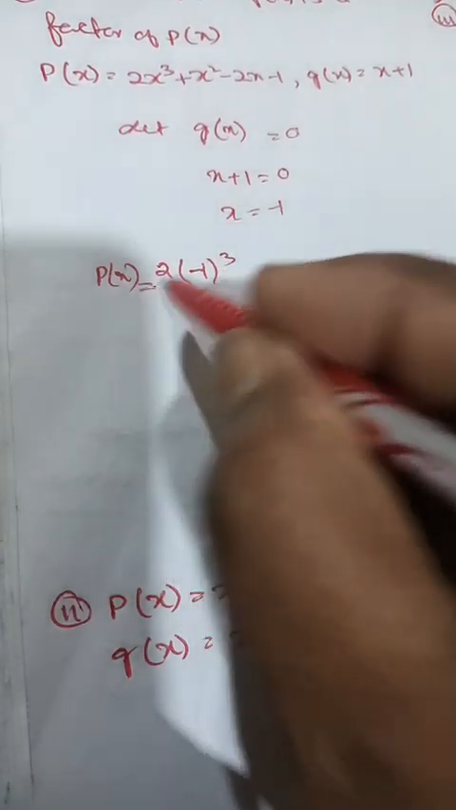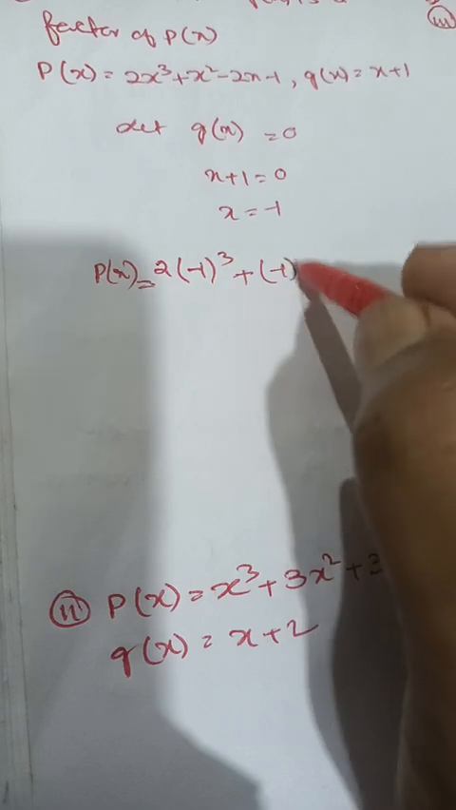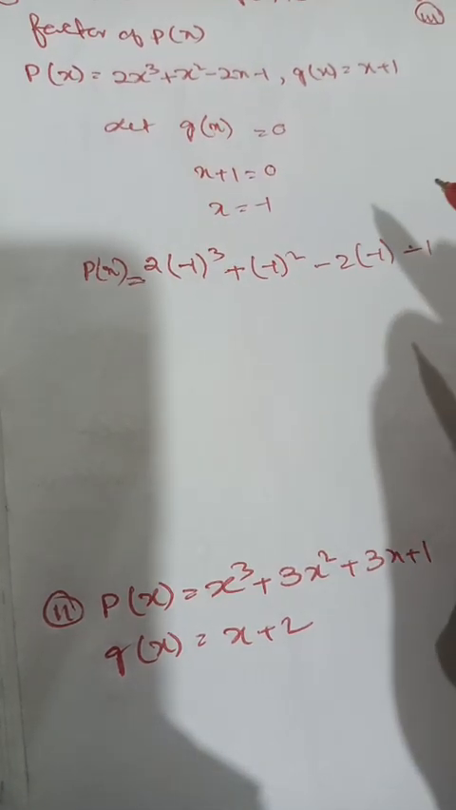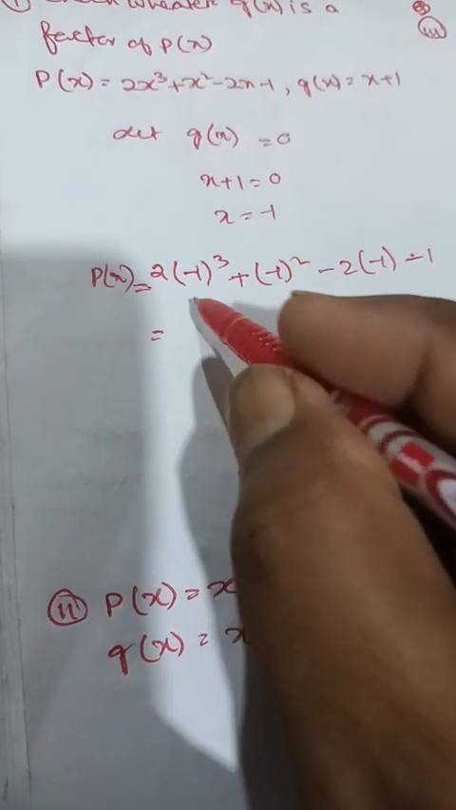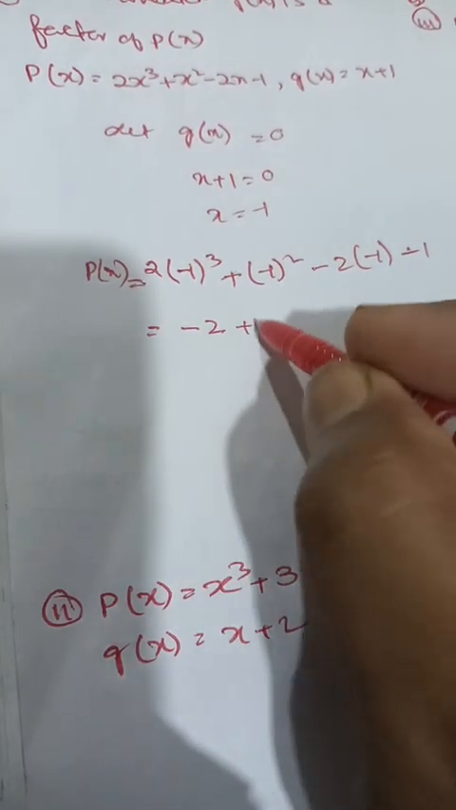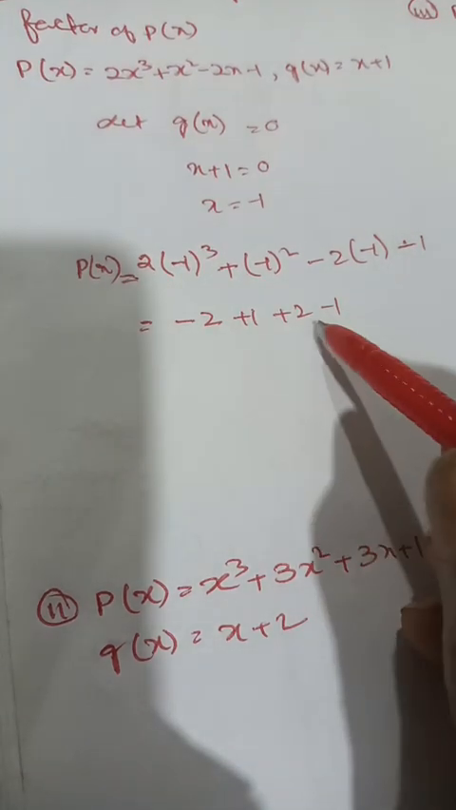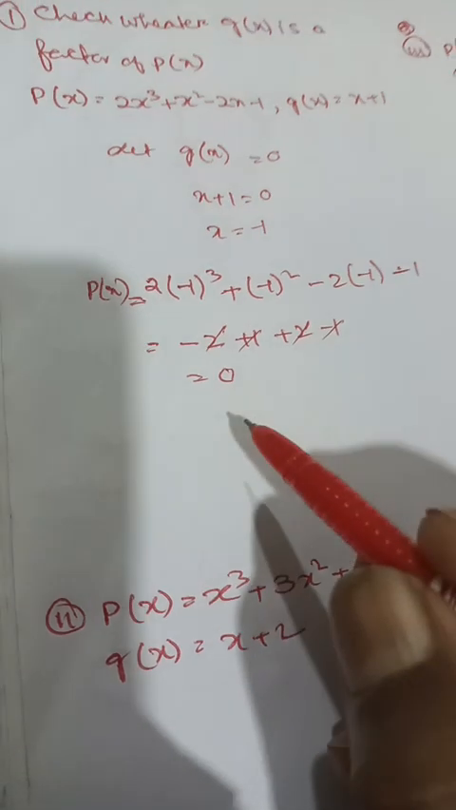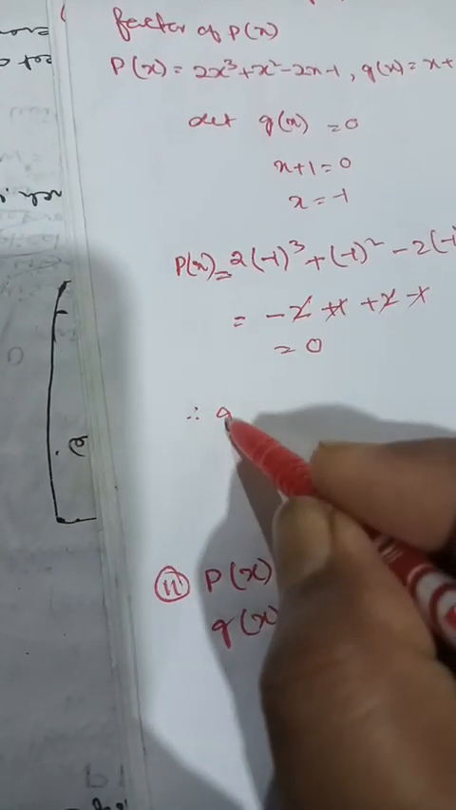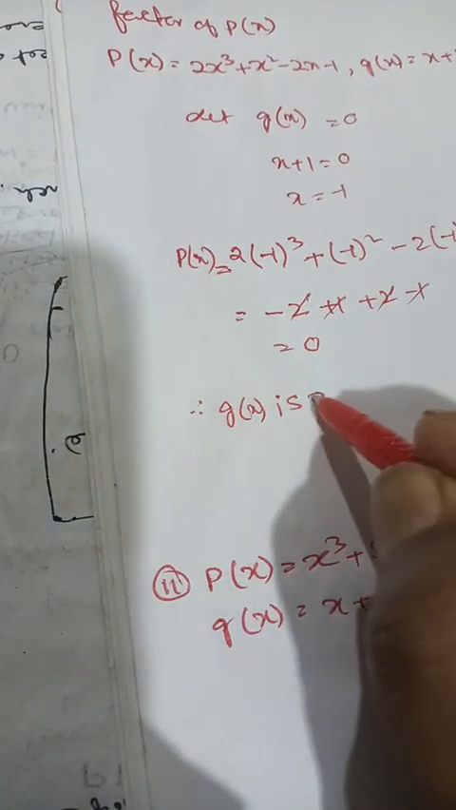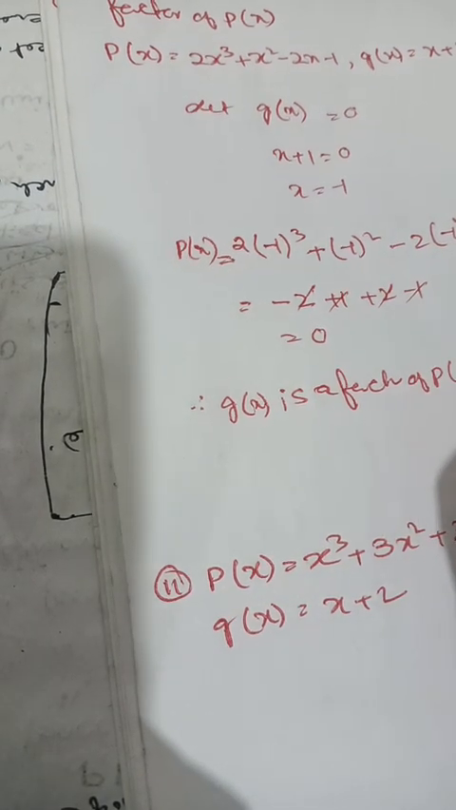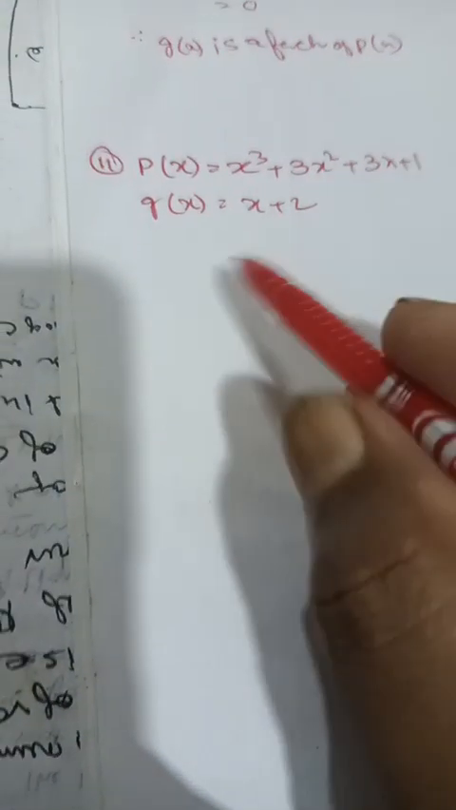2 into minus 1 whole cube, plus minus 1 whole square, minus 2 into minus 1, then it is given minus 1. Now you see 2 into minus 1 cube is minus 2 plus 1 plus 2 minus 1. So 2 cancels, 1 also cancels, that is equal to 0. If you get 0, you write therefore g(x) is a factor of p(x).